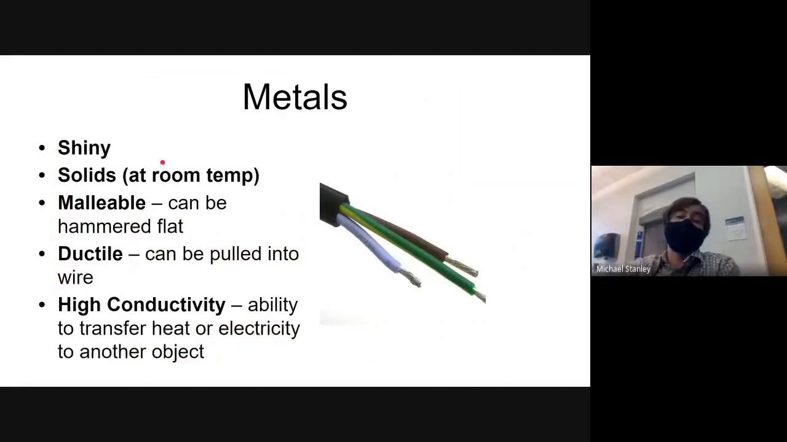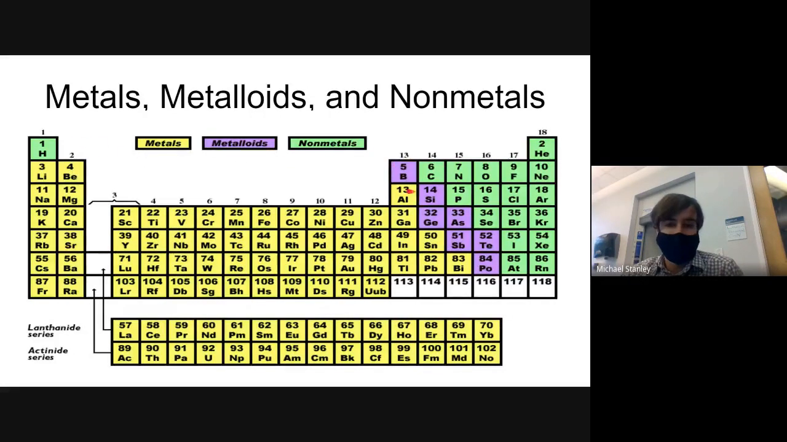So we'll start off talking about metals. And when you think about metals, I want you to think of the exact picture that comes to your mind, which is probably something similar to aluminum foil. Aluminum is a great example of a metal. Aluminum is right here on the periodic table. And I'm assuming pretty much everybody has some aluminum foil in your kitchen.